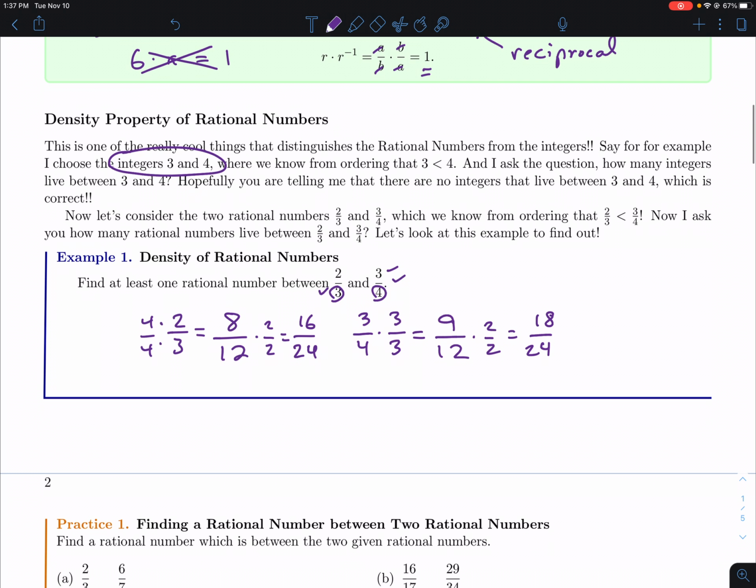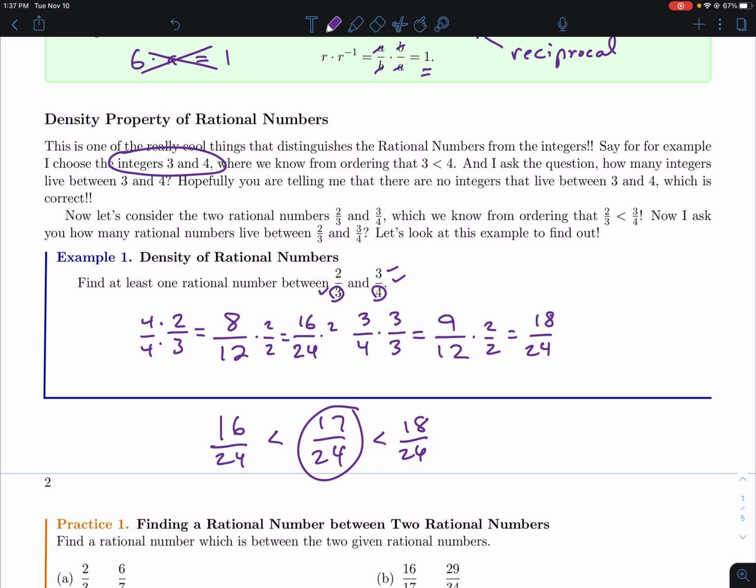So now if I look at these side by side, I can clearly see that a number in between these would be 17 over 24. But in fact, it turns out that not only is there one number, we could do this all day long, and there's actually an infinite number of rational numbers that live between 2/3 and 3/4. It seems pretty hard to believe, but we could keep doing this same trick over and over again, and continue to find more and more numbers that live in between them. So that's the cool thing.